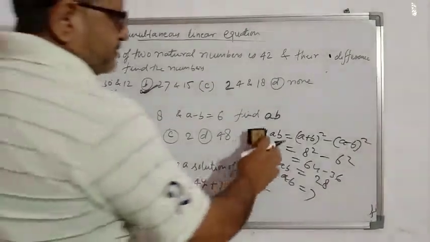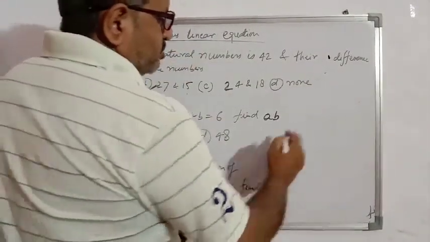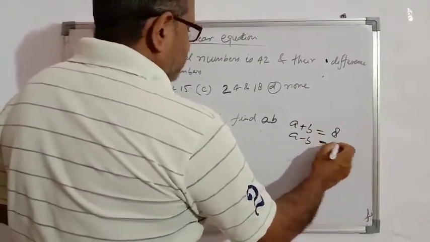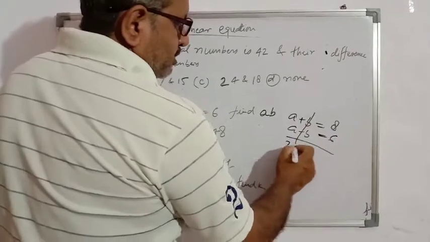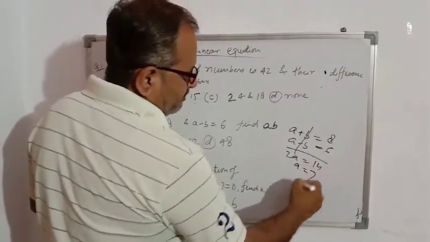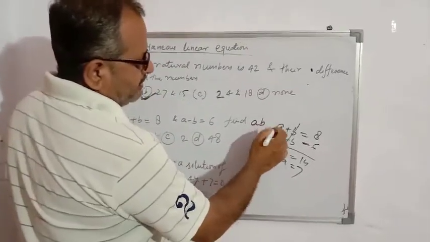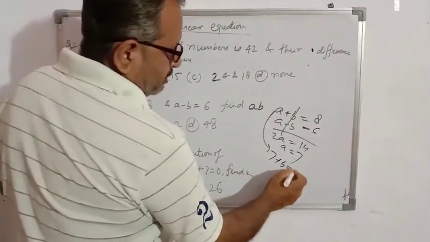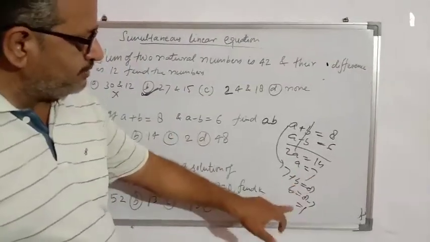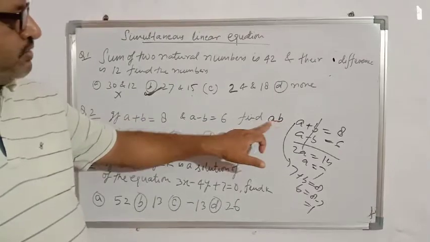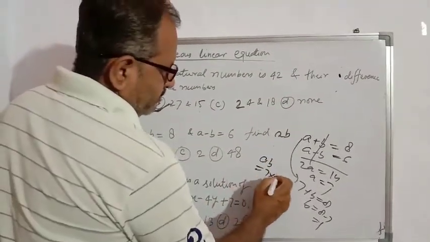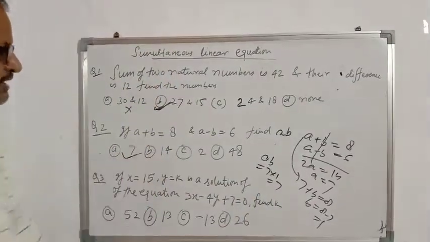Or you can solve both the equations. a plus b is equal to 8. a minus b is equal to 6. So add them. 2a is equal to 8 plus 6, 14. What will be a? 2 sevens are 14, so 7. Put a here as 7. 7 plus b is equal to 8. b will be 8 minus 7, which means 1. So a is 7, b is 1. We have to find ab. So ab is equal to 7 into 1, 7. So we can select the correct option.